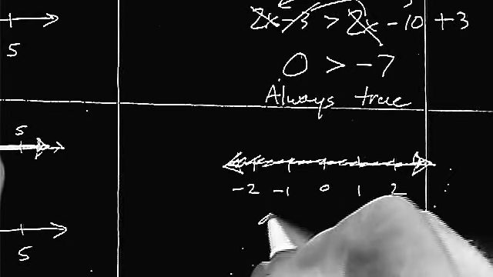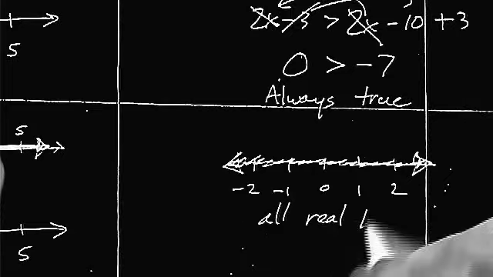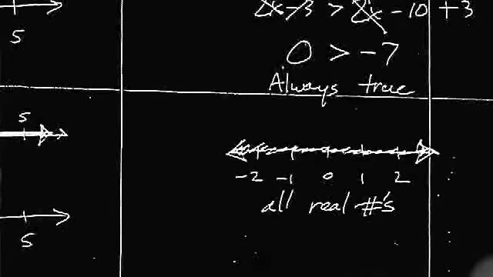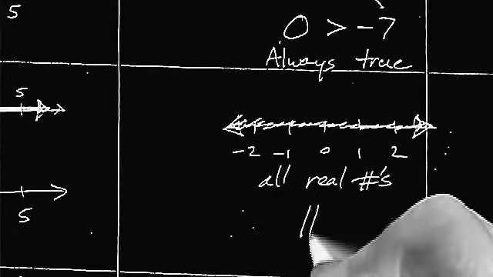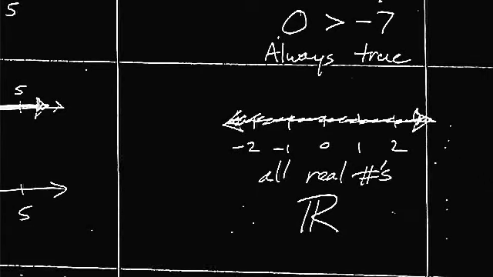Another way to say that is all real numbers. And we did use that notation in class. So I'll just show it to you again, that R with that extra bar in it. That means the same thing as all real numbers, because anything works.